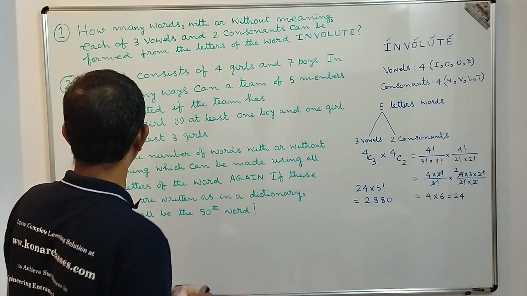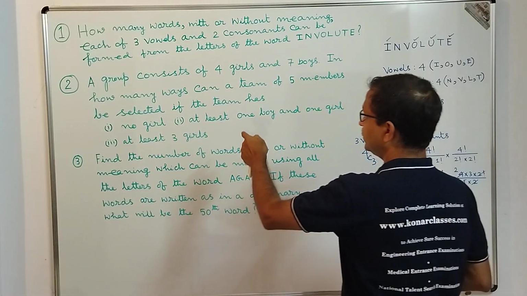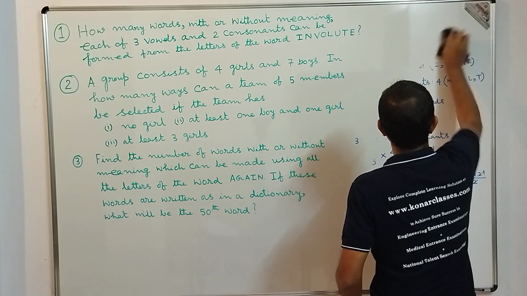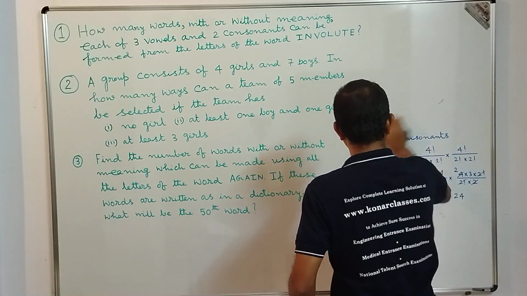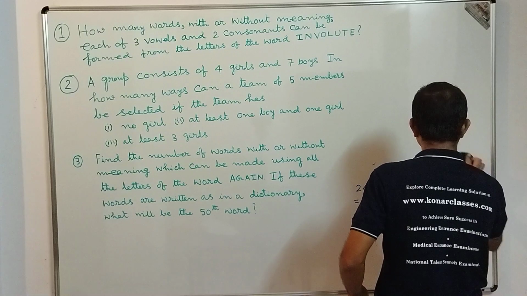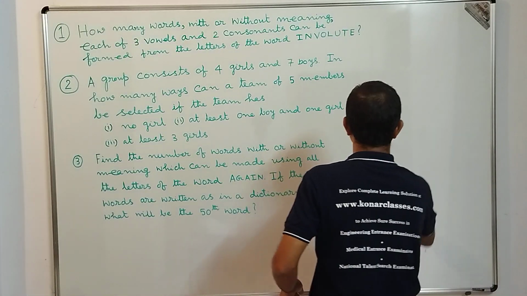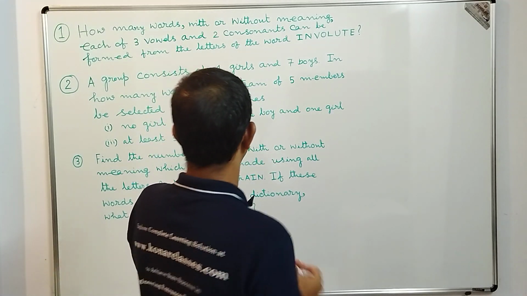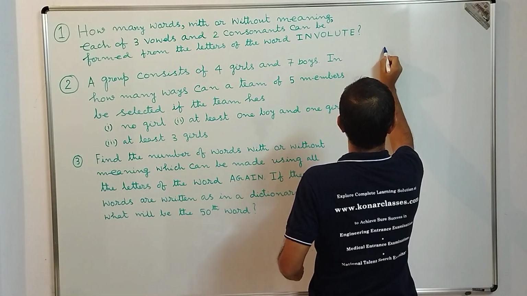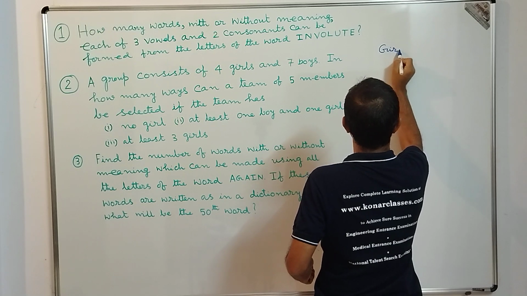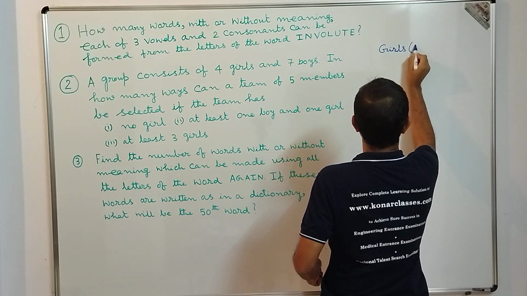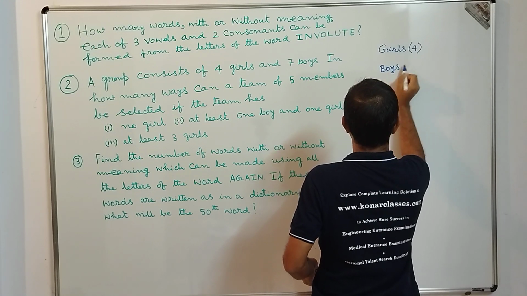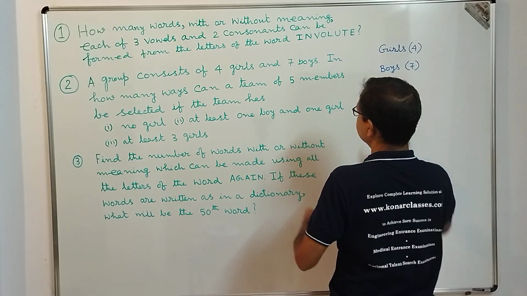The second question says that a group consists of 4 girls and 7 boys. Let me write it here. So a group consists of 4 girls and 7 boys. So girls are 4, and boys, there are 7 boys. I'm just writing it here.